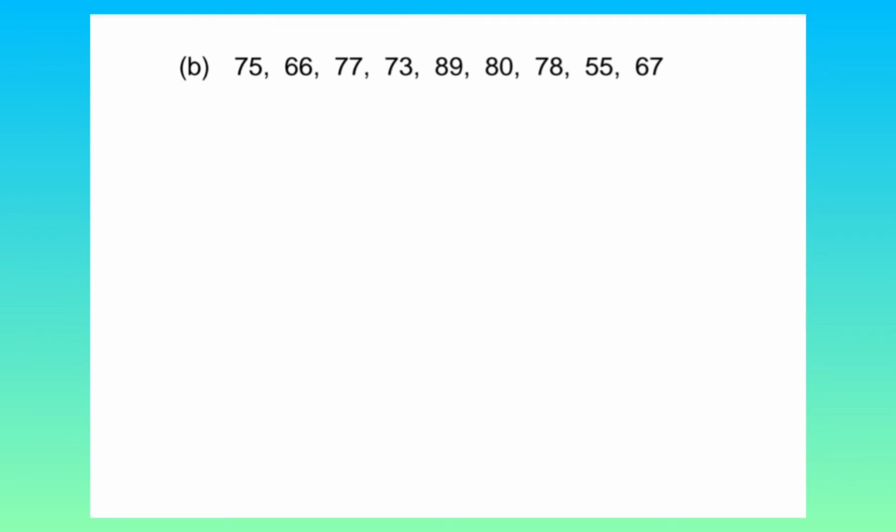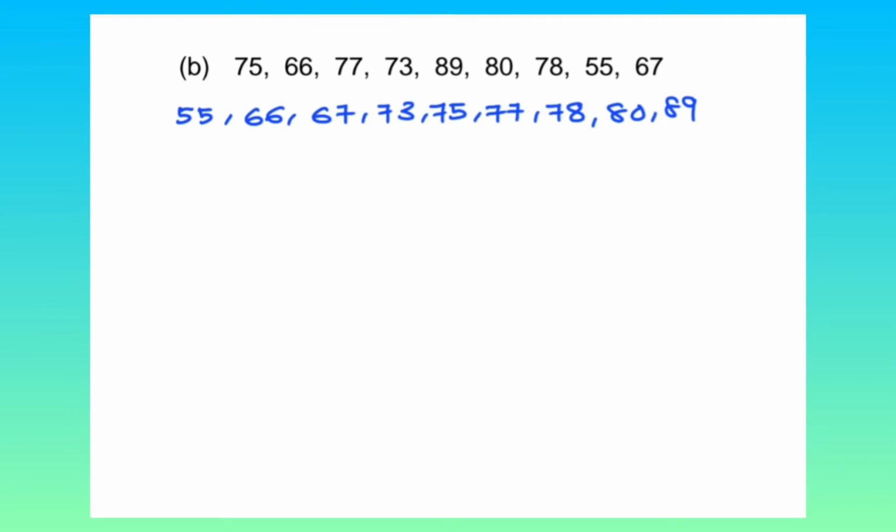For question B, as usual, we need to arrange the given data in ascending order. So it will be 55, 66, 67, 73, 75, 77, 78, 80 and 89. We want to find P40, so from here we know that the value of K is 40. And how many N do we have here? How many data? 1, 2, 3, 4, 5, 6, 7, 8, 9. N is 9.